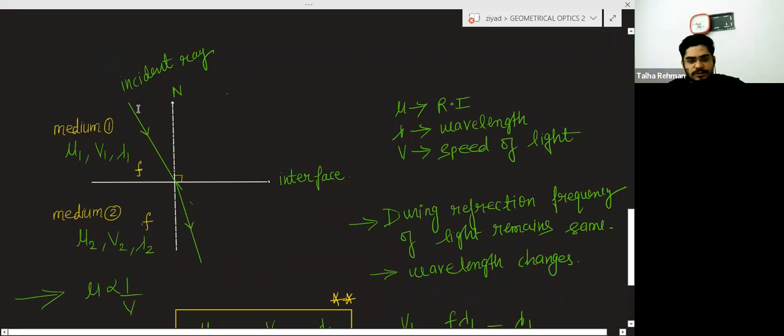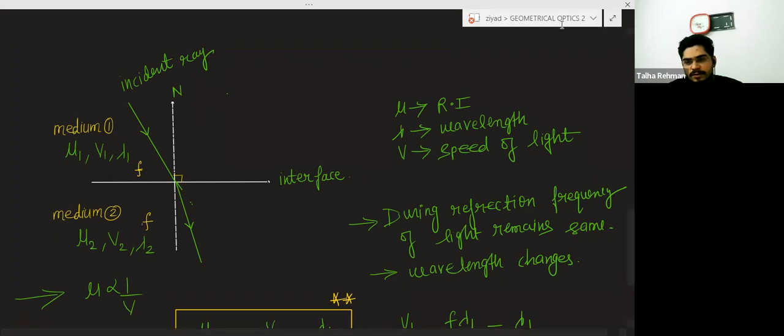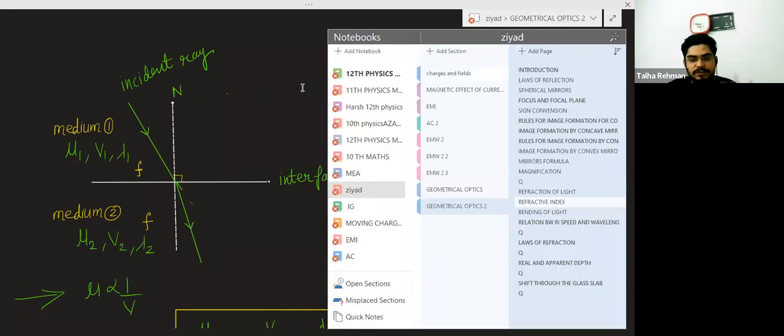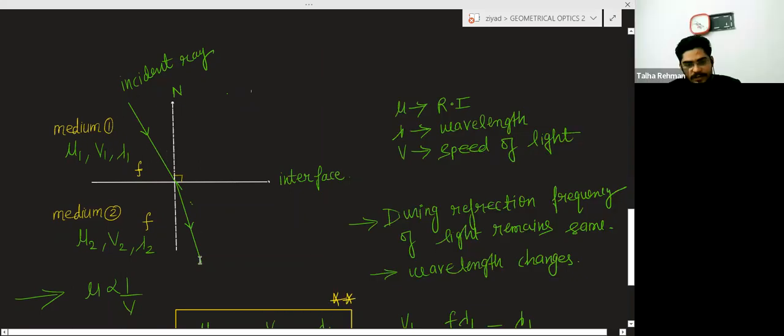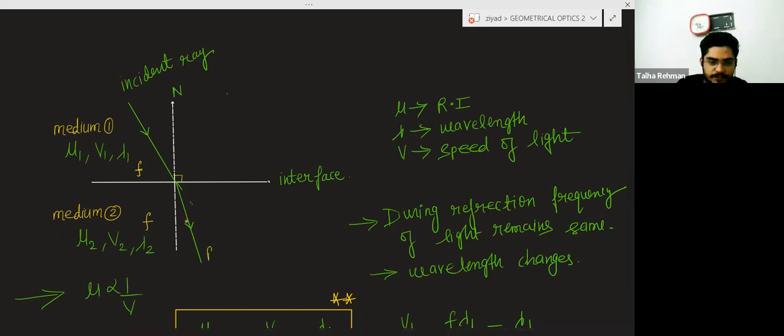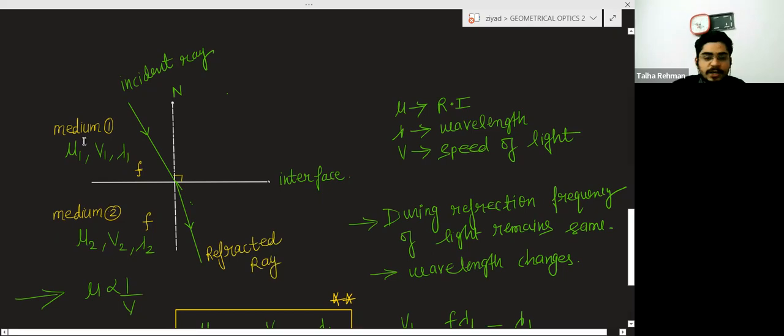Okay, this is the interface. Here, light is bending towards the normal. This is the incident ray, and this is the refracted ray. So during the refraction, velocity of light, speed of light will change, wavelength of the light will change, but the frequency will never change.